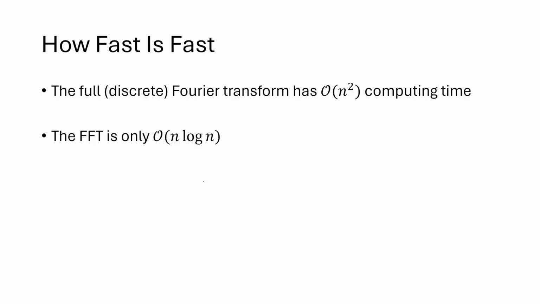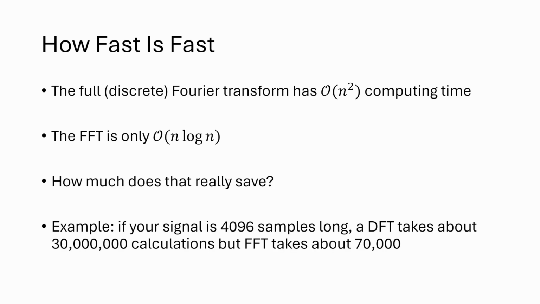Now, I don't know if that sounds like a big deal or not. You're like, well, it's still n times something. It's a little smaller than n squared, but is it a big deal? So here's an example with numbers. If you have a signal that's 4,096 samples long, which is really quite small, then doing all the multiplications for the discrete Fourier transform, that would be give or take 30 million-ish calculations. Fast Fourier transform takes only 70,000 to get the same answer. So this really is much more efficient, especially as you get to bigger and bigger signals.